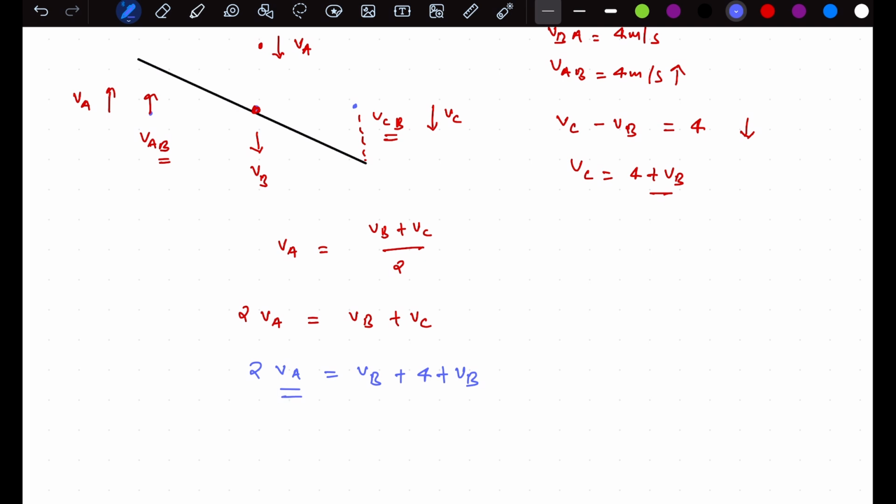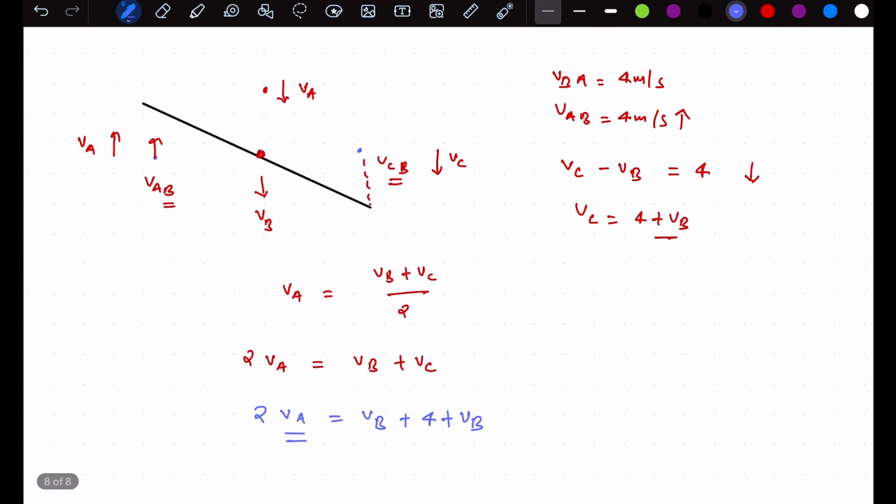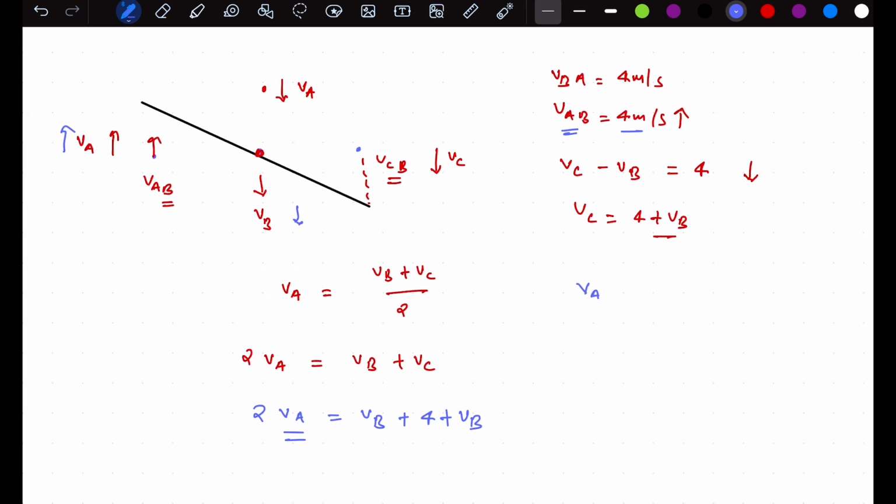What about VA? Look here, VAB is 4 meter per second in the upward direction, so VAB can be written as VA, and look here, VA is upward, VB is downward. Let's take upward positive, then VA minus of VB is basically VAB. And VAB is given as 4 meter per second in the upward direction, so I can say that VA plus VB is basically 4 meter per second. So VA becomes 4 minus VB.